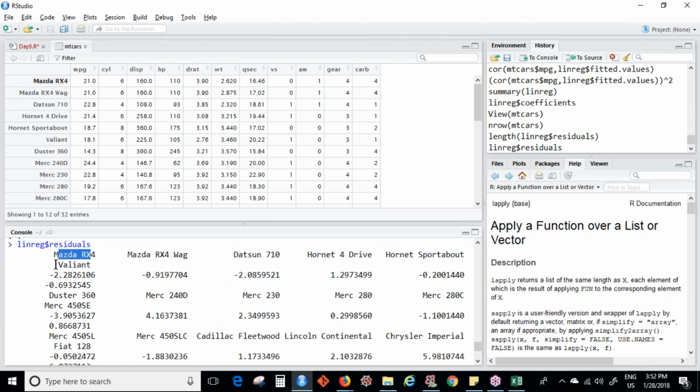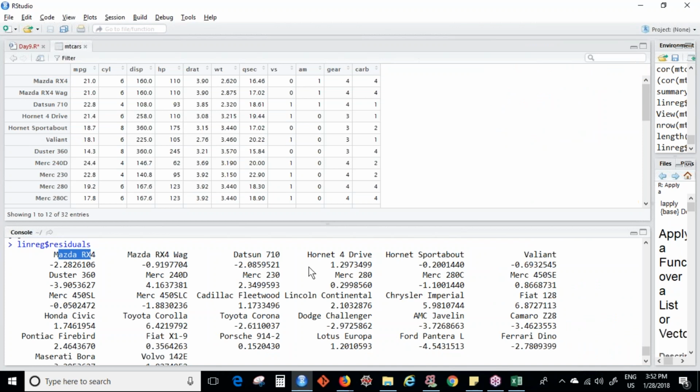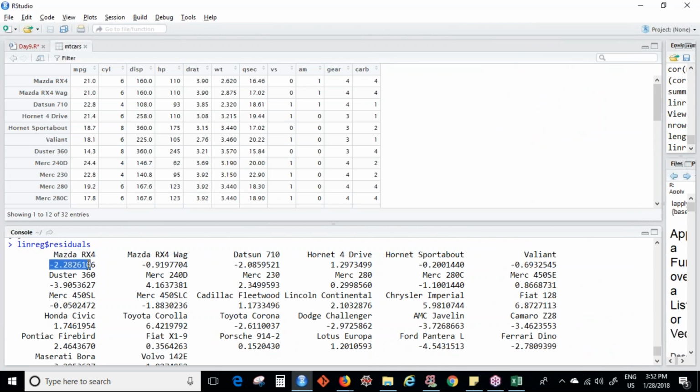Mazda RX4, this is just the half name. The full name is not given here. It's not shown. So this is the full name of that car. So the error corresponding to Mazda is minus 2.28. Okay, minus 2.28. That means actual value was 21.0. What we predicted was 2.28 less than that value. Okay, or 2.28 more than that value. That is what we predicted.